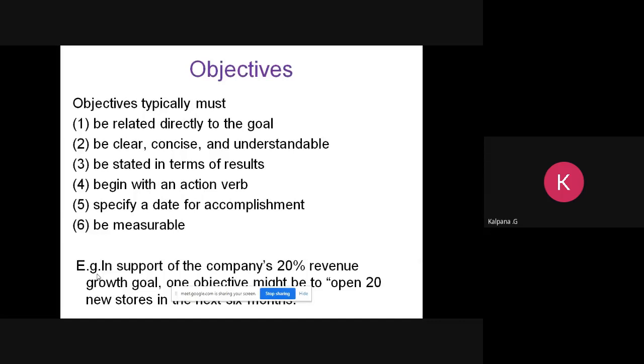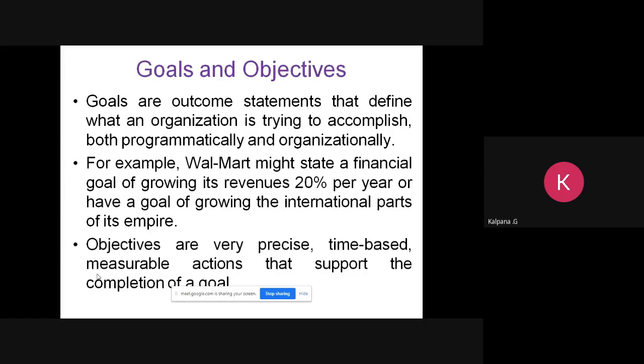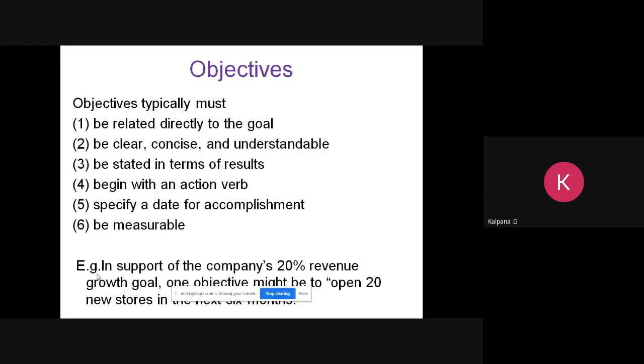Now take the same example of Walmart. The goal is growing the international parts of the empire, like spreading the organization across different countries. The objective will be in support of the company's 20% revenue growth goal. One objective might be to open 20 new stores within 6 months or within 1 year. That would be the objective. Like, what are the steps taken to achieve the goal? Those are called objectives.